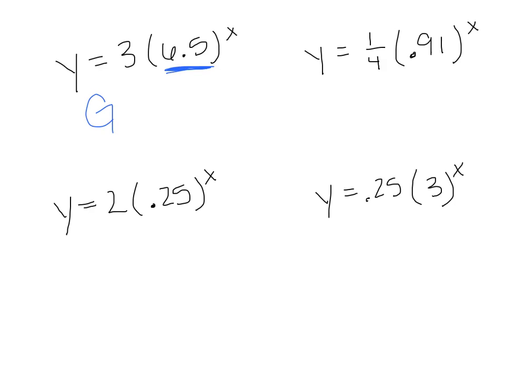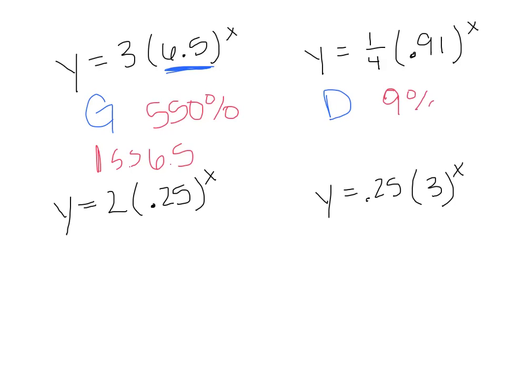If we were to say by what percentage are we growing, think about we have 100% and we are going to get to 6.5. We're adding 5.5. So that would be 550% when we write it as a percent. I'm going to look at the one next to it, 1/4 times 0.91 to the x. This is decay because we had 100% and now we're less than 100%. We're less than 100% by about 0.09. So this is a 9% decrease.